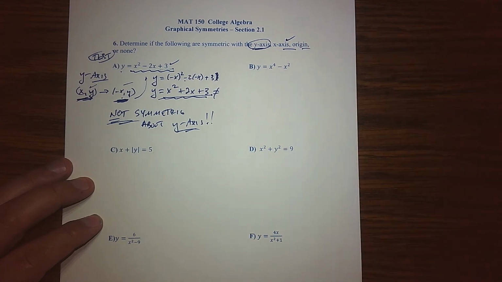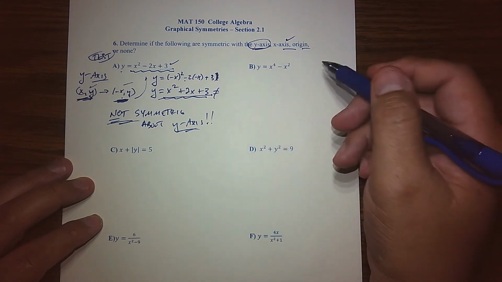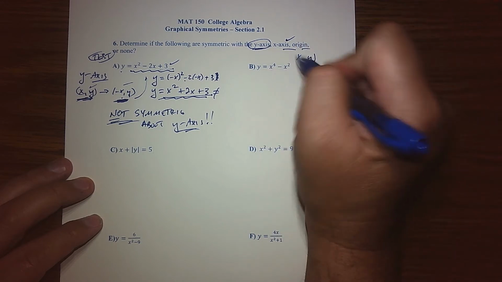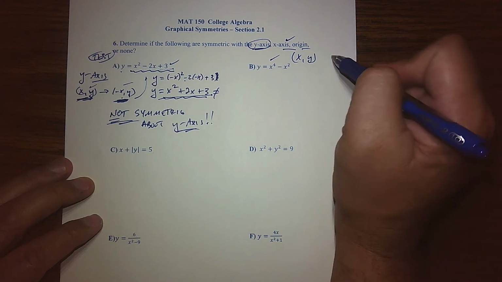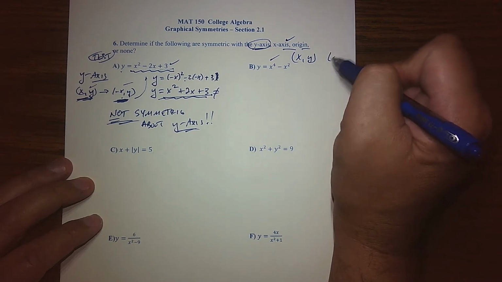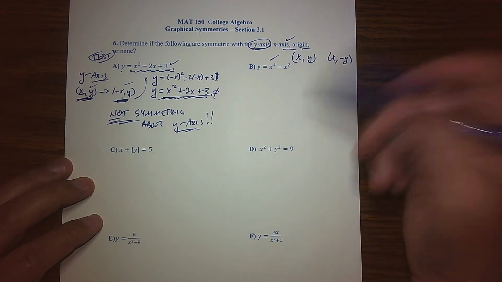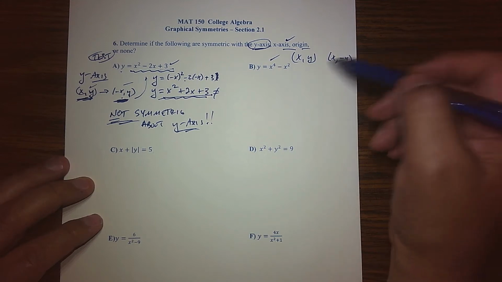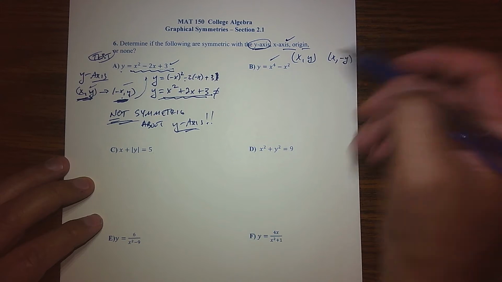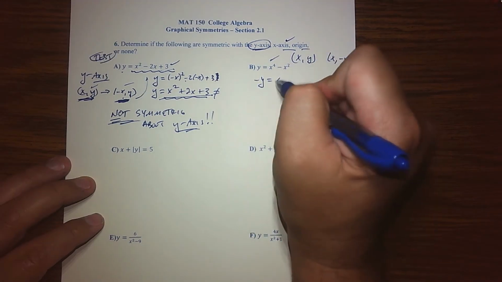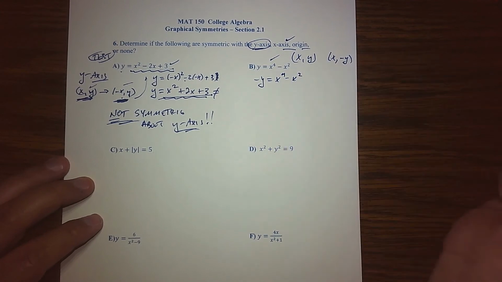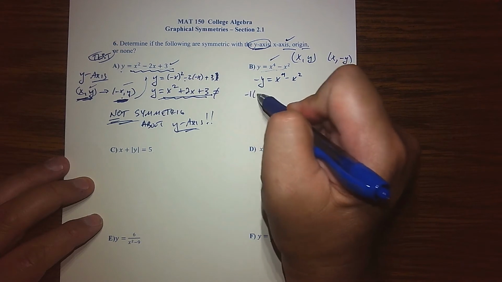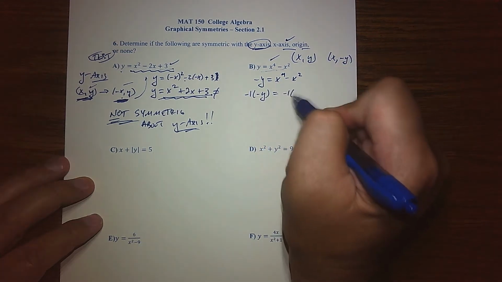So for the x-axis, what happens when we're trying to find something symmetric with the x-axis? This time we found that if (x, y) satisfies this equation, then (x, negative y) has to satisfy the next one. That's what's going to happen in order to be symmetric about the x-axis. So I make the replacement, and I've got to try to get back to the original one. How about I take negative 1 and multiply it to both sides.